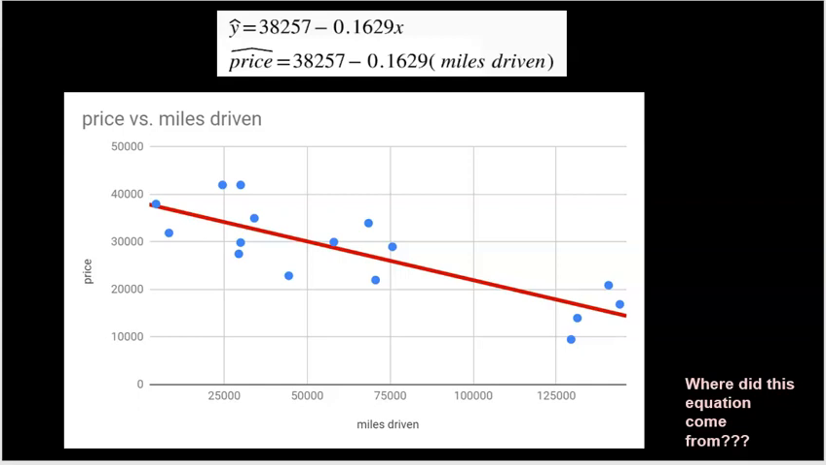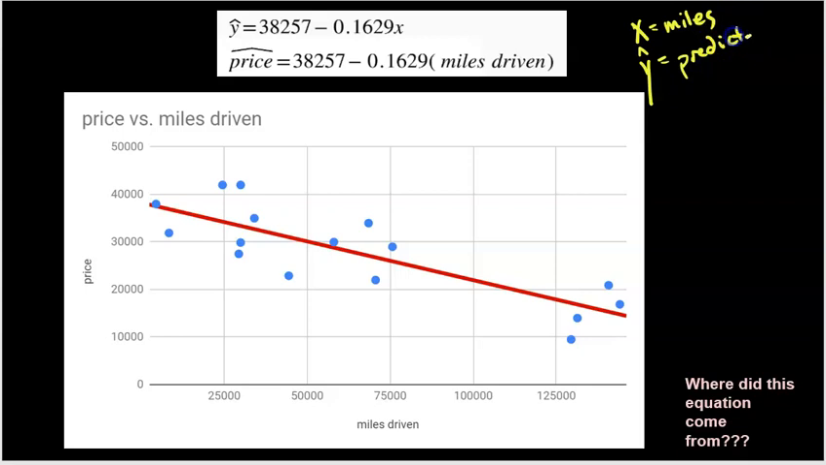So graphically, you could see the line. It's in red, pretty obvious. And then up here, I actually have what the model is. y hat equals 38257 minus 0.1629x. So let's identify the variables. The variables are x and y hat. x is the miles, and y hat is the predicted price.